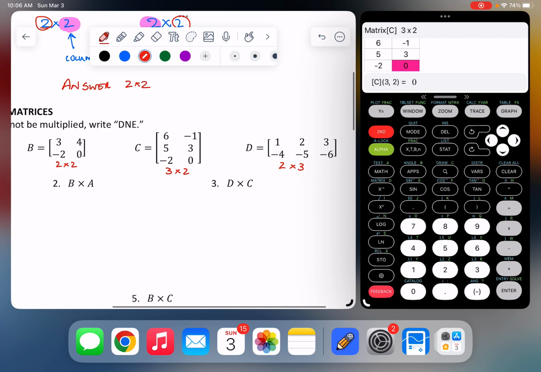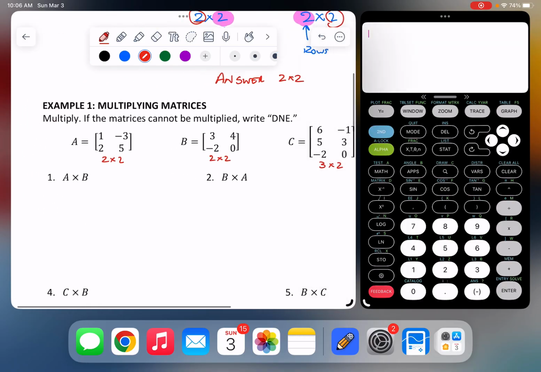And then the last one here, D, over to edit. 1, 2, 3. Oh, sorry, I forgot to type in the dimensions. So this one is 2 by 3. So 1, 2, 3, -4, -5, -6. Then we quit out of there. So now we can actually do the multiplication here. A times B. So we're taking a 2 by 2 times a 2 by 2. Those match, so we're good, and our answer is going to be 2 by 2.